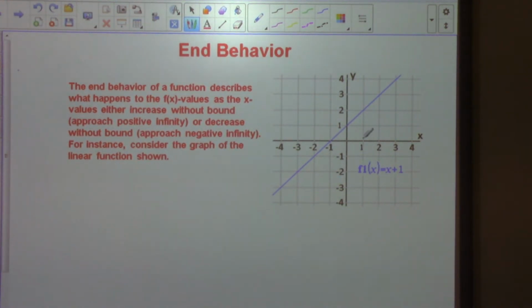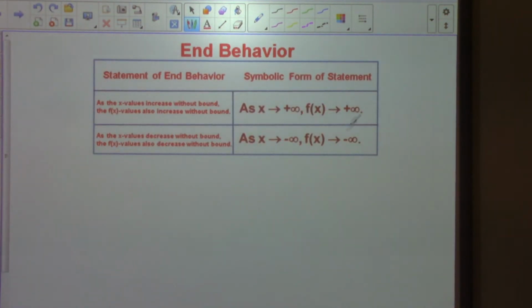So here we have this basic function, f of x equals x plus 1. And the end behavior of a function describes what happens to f of x values as the x values either increase without bound, approaching positive infinity, or decrease without bound, approaching negative infinity. For instance, consider the graph of the linear function shown. I'm going to go to the next slide, which gives you a chart that you can take in your notes. This gives you the description of that.